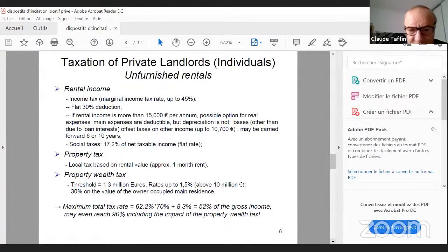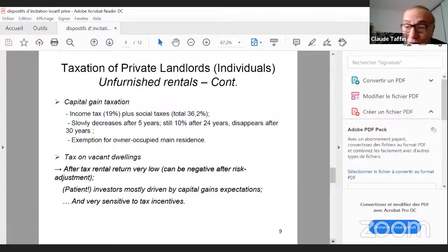I made a funny calculation. If you pay the maximum tax rate, for rental income it is a little more than 50%. But if you are rich and lucky enough to pay the property wealth tax, you may reach 90%. Of course, this concerns very few people. It's just to give an idea of how the pressure can be if you are rich enough. Of course, you also have capital gain tax at a rather high level, which is reduced after 5 years, but totally disappears only after 30 years. You have to be very patient.